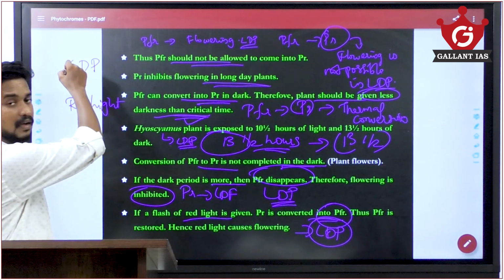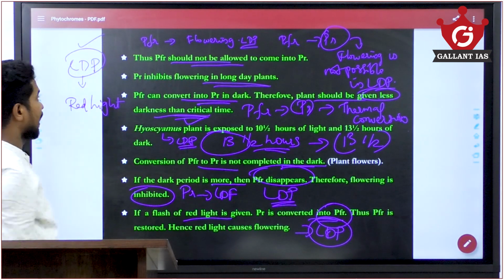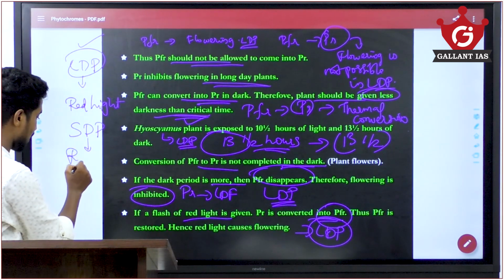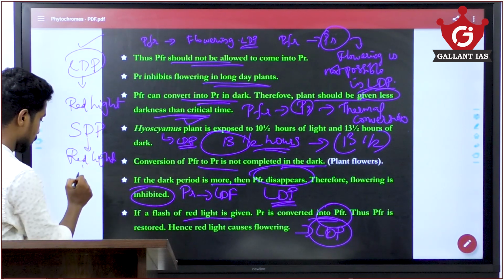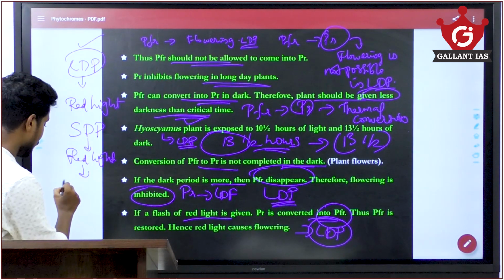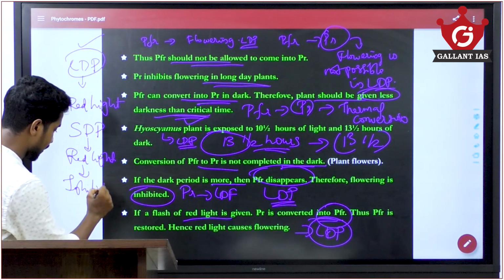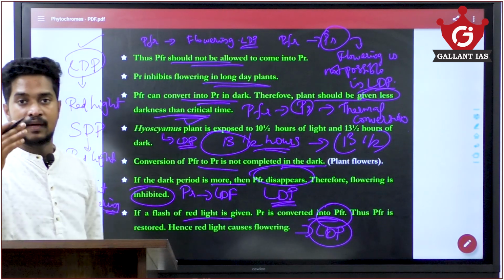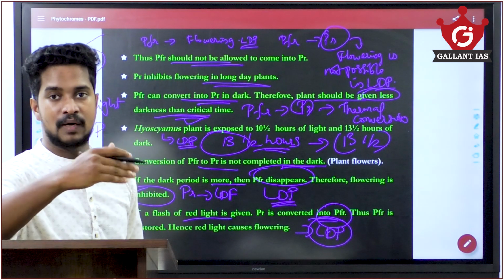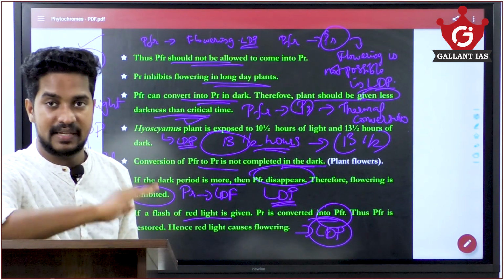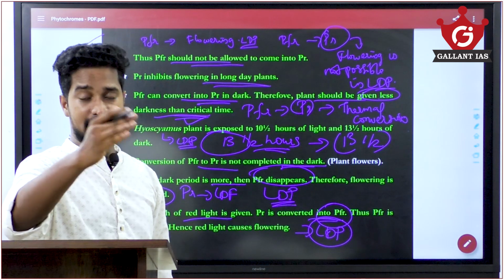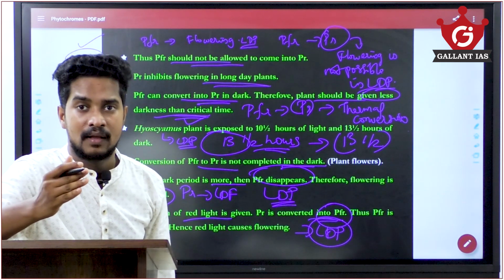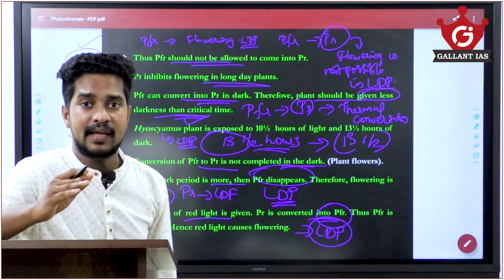Red light helps in flowering in long day plants, while in short day plants, red light inhibits flowering. So if the dark period is more than 13.5 hours of darkness, whatever PFR is there is converted to PR, and this PR will inhibit the flowering in long day plants.